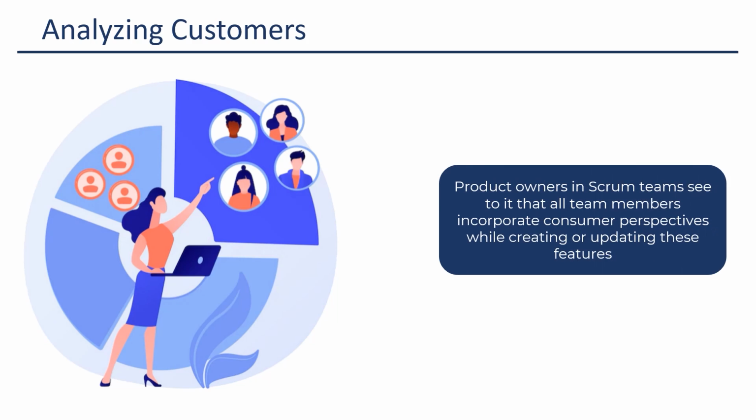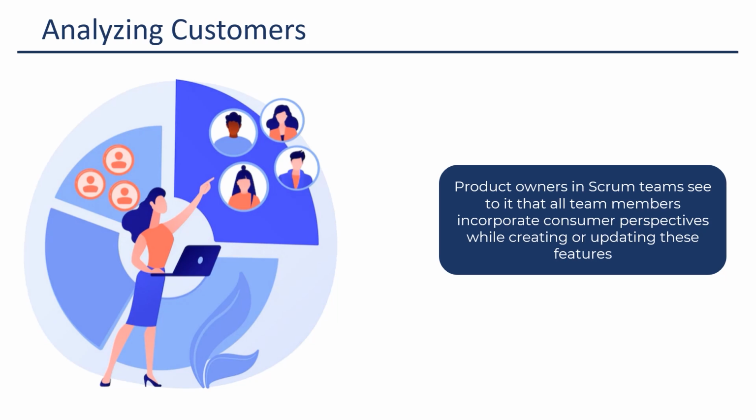Product owners in Scrum teams see to it that all team members incorporate consumer perspectives while creating or updating these features. Along with the product manager, they also help the backlog be optimized based on client input and check to see if a product adequately incorporates it.